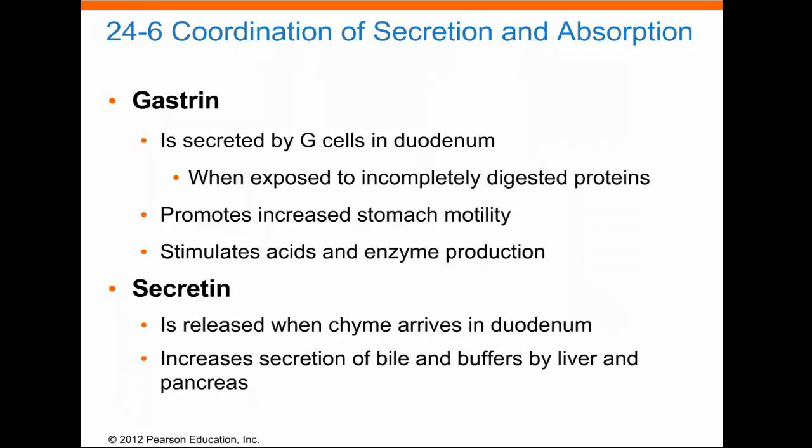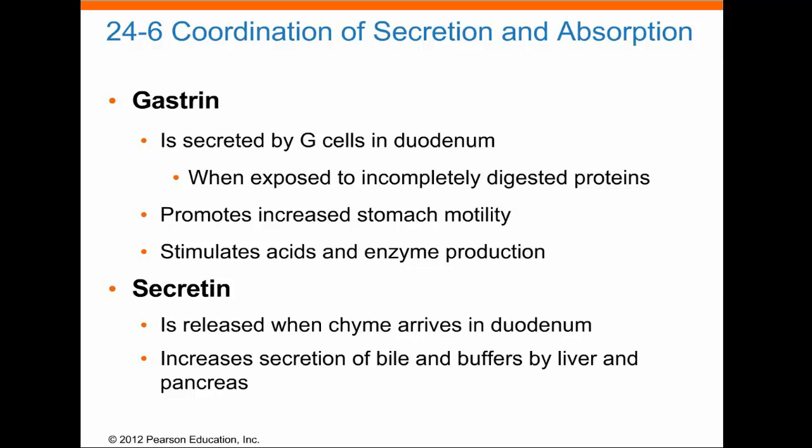Gastrin is secreted by the G cells in the duodenum. It gets secreted when it picks up that there are incompletely digested proteins, and it promotes stomach motility and stimulates acid and enzyme production.